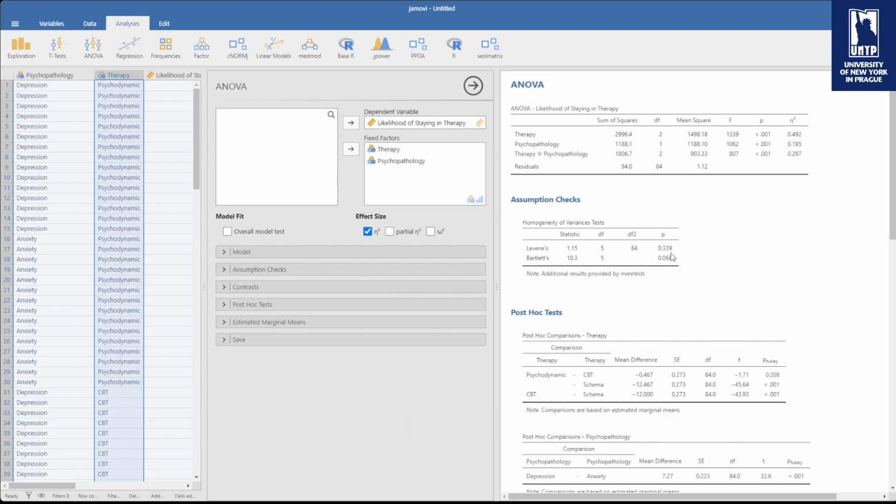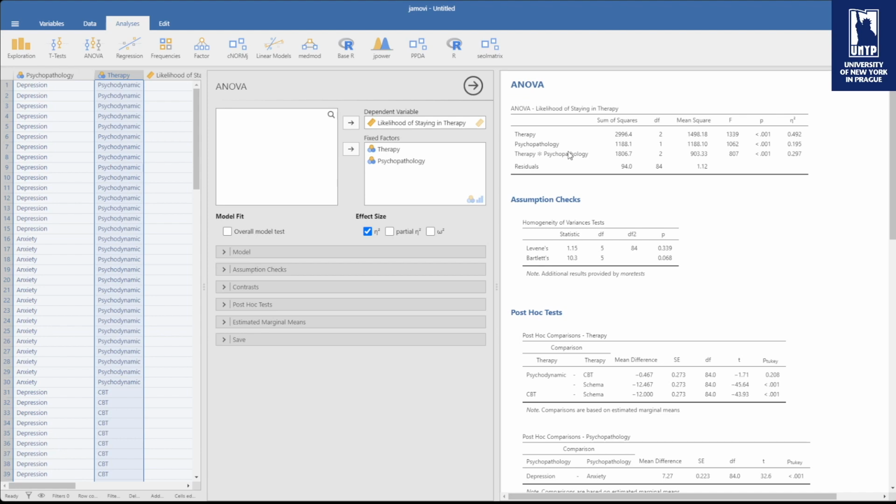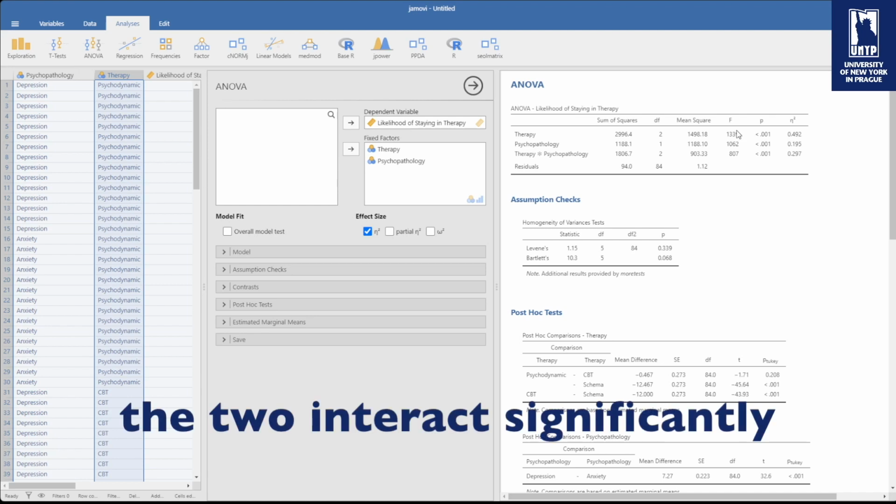Now let's delve into our main table, the ANOVA table. So, therapy alone means it's the main effect of therapy on likelihood of staying in therapy, and it is significant, with an eta square of 0.492, which is pretty high, let's say medium high. Psychopathology as a main effect also is significant, meaning there is also a difference between anxiety and depression and the likelihood of staying in therapy, a bit less when it comes to the effect size, and also the interaction effect, meaning that the two interact significantly.